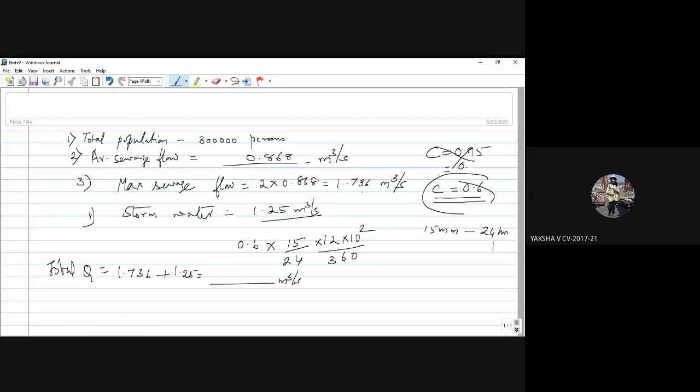So 0.6. Ma'am, I didn't understand. See here, the sentence of what he has told about the runoff is the rainfall equivalent of 15 mm in 24 hours, all of which are runoff, meaning that imperviousness is completely impervious and 100% of the water that is falling on the ground is going away as runoff. So we have taken this as 0.6, right?